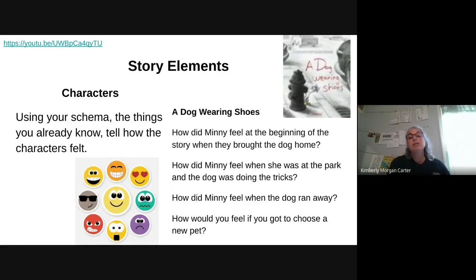Today, we're going to be reading a story, A Dog Wearing Shoes. And I want you to think about the characters. In this story, I want you to use your schema. And we know that schema is the things you already know. We talked about schema last week. Everybody point to their brain. Point to your head right now. Point to that brain and say, the things I already know. Let's do it again. Schema is the things I already know that tell you how the characters feel.